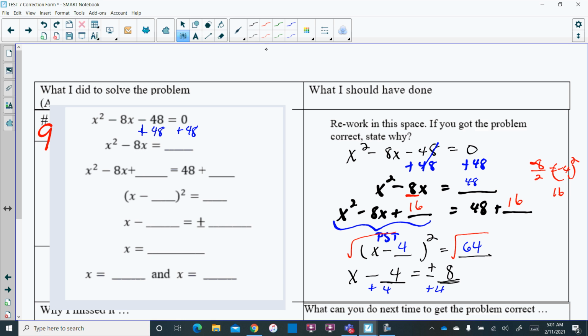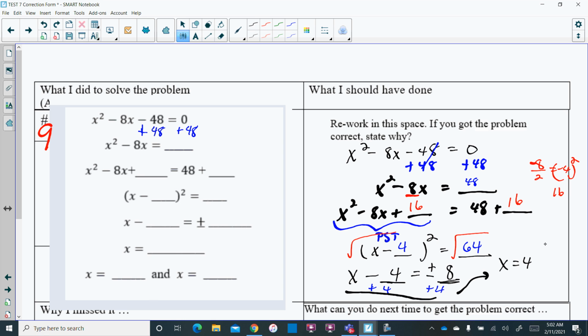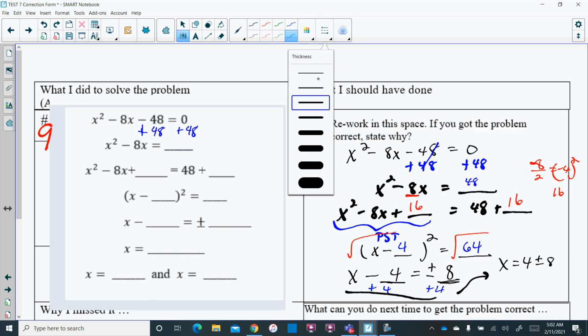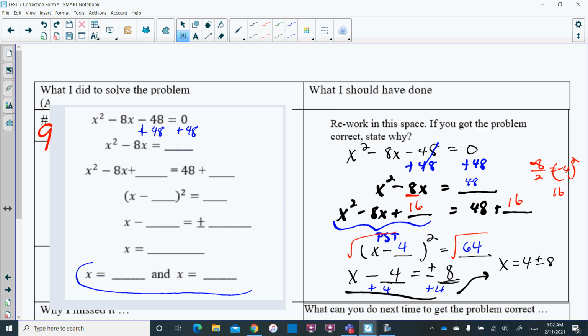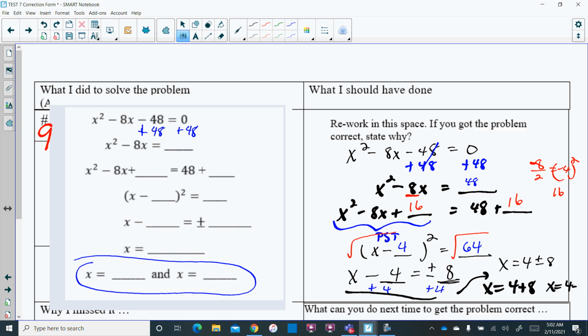Okay, and I'm just going to come over here to the left. When we do that, this step is x equals 4 plus or minus 8. But now they want us to find each x, because right here it says x equals and x equals. So to find each x, one x equals 4 plus 8, and the other x equals 4 minus 8. So we had to do one plus and one minus.